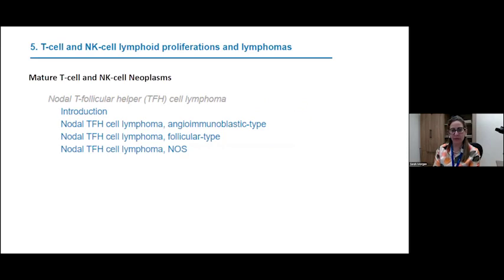If we look at the WHO index, we will see that there are types of T cell and NK lymphoid proliferations and lymphomas. Among those, there are precursors and other types, but our lymphoma falls under the mature T cell and NK cell neoplasms. And this is a chapter called nodal T follicular helper cell lymphoma, which includes three types of lymphomas: the angioimmunoblastic type, follicular type, and a not otherwise specified type.